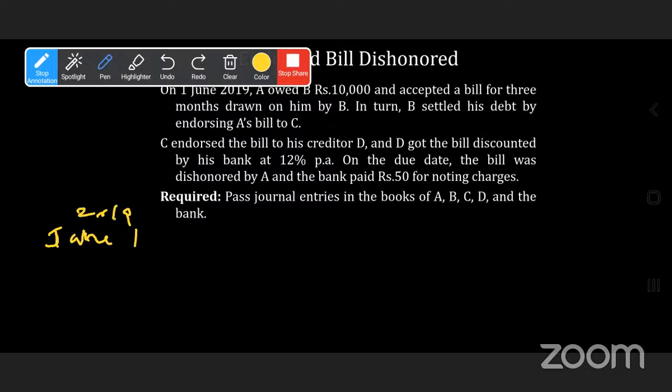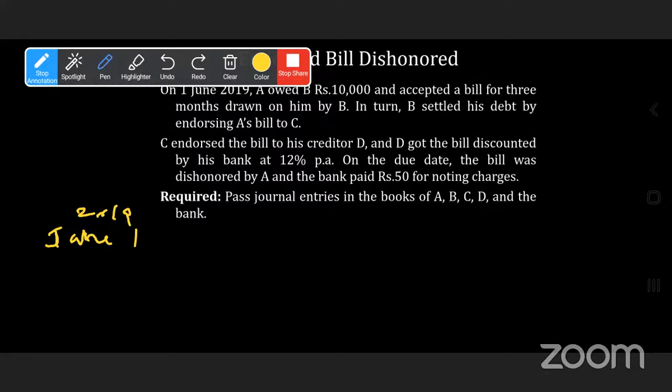What is the transaction you have to write? Not A account debit to sales account. Here, no sale transaction has taken place. A just owed some amount to B. See the problem: on 1st June 2019, A owed B rupees 10,000 and accepted a bill for 3 months. We do not know whether there is a sale transaction or something else, but A has to pay B 10,000.